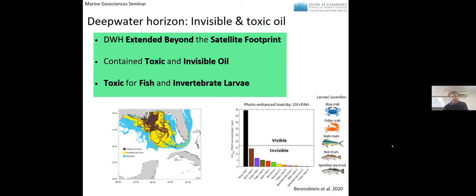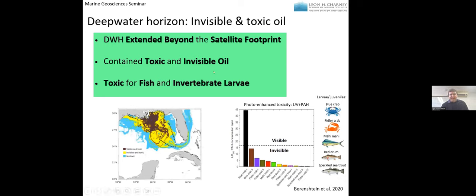This invisible portion is toxic to many organisms, including sea trout and red drum, mahi-mahi, fiddler crab, etc. And these were only the organisms that were tested. We can assume that it is toxic to many other organisms.